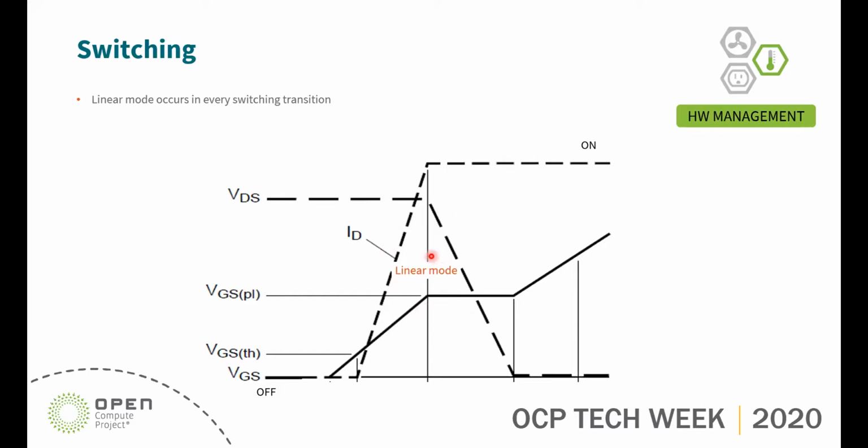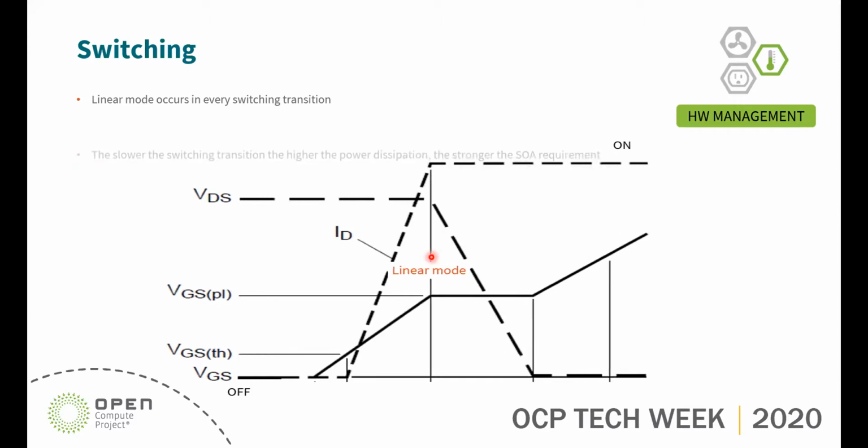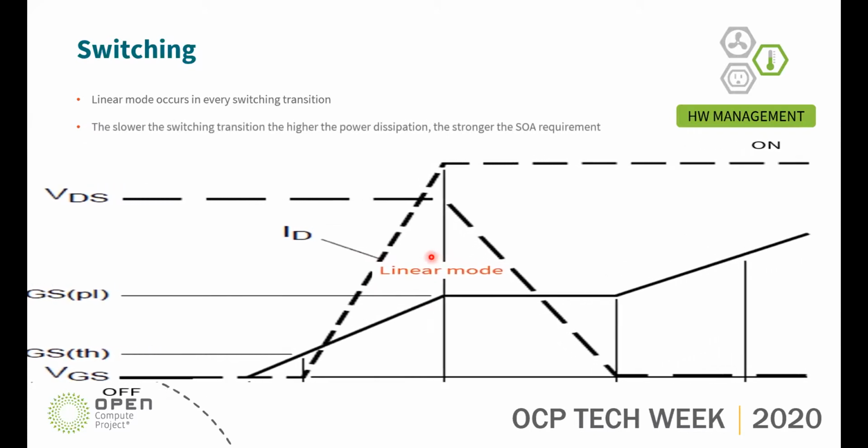Now, normally this happens in nanoseconds. We're talking 50 to perhaps 80 nanoseconds. In linear mode, specifically designed for soft start, this switching transition is stretched. And if you pay attention to the voltage and the current, they are the highest in this transition here, and therefore the MOSFET is dissipating its highest power during this transition. And therefore, strong linear mode performance in a MOSFET is key.